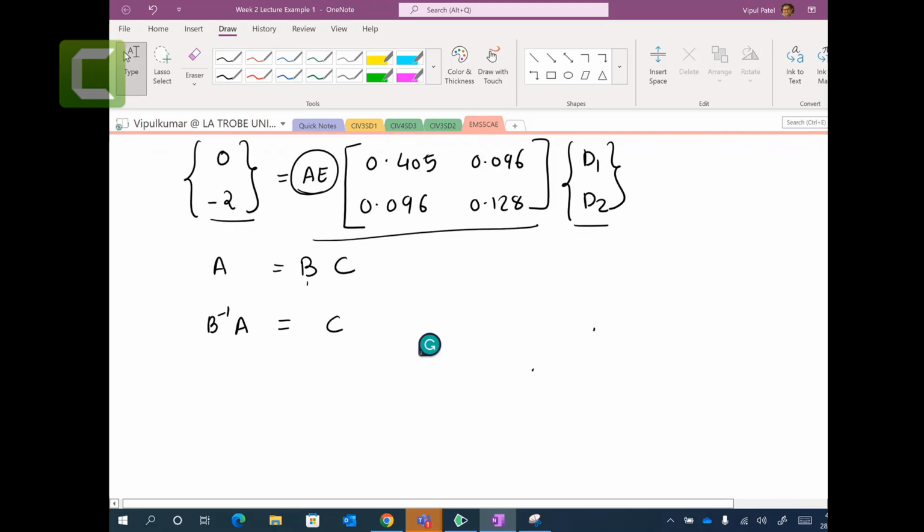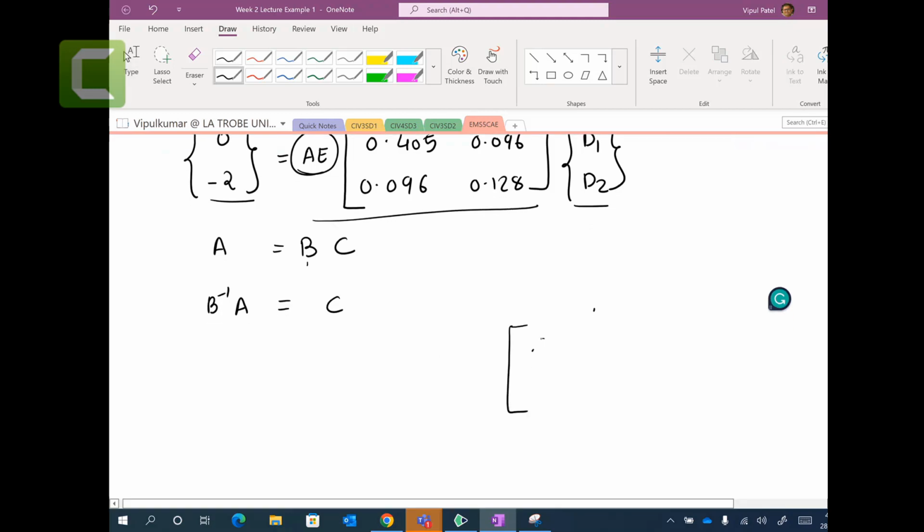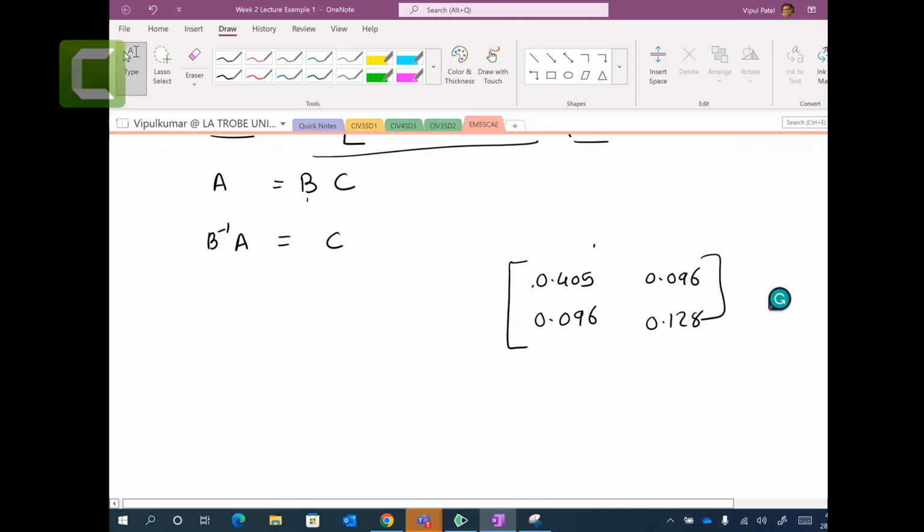So we have this matrix which is inverse. Let me find that matrix inverse. Let's say I have this matrix which is 0.405, 0.096, 0.096, 0.128. Now to find the inverse matrix, we need to find the determinant first. We just need to multiply the diagonals: 0.405 times 0.128, take away 0.096 times 0.096.